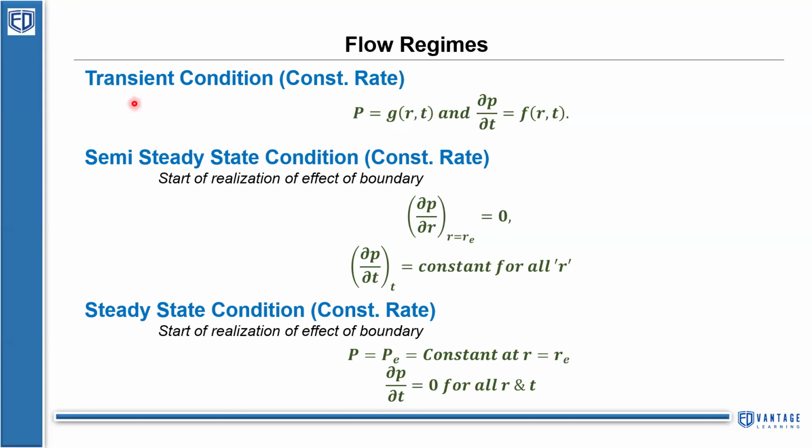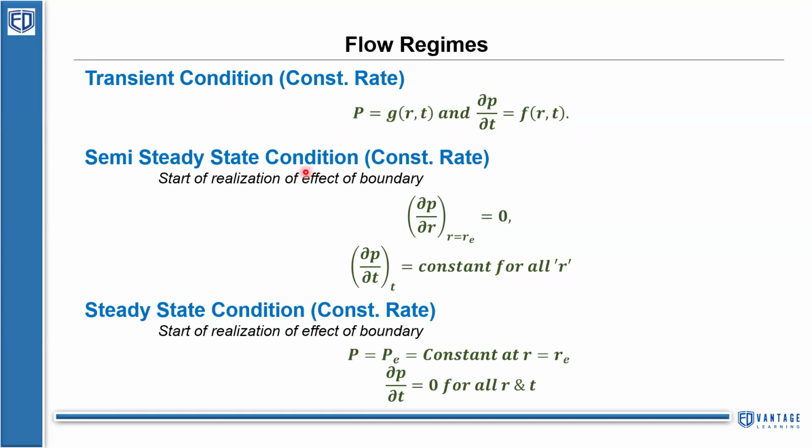So in this unsteady state condition or transient state condition, the pressure is a function of both radius and time, and also the derivative, the change of pressure with time, is also a function of both radius and time. So in transient condition, your pressure wave that is being monitored by your gauge that is running is trying to find the boundary. It hasn't found the boundary. So both pressure as well as the pressure change are functions of time.